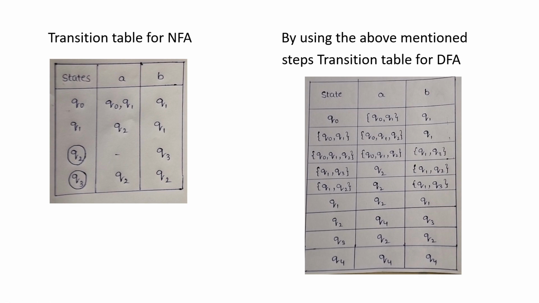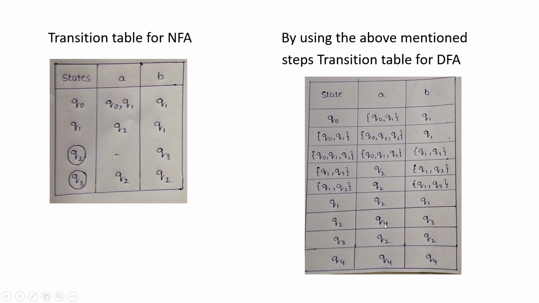Now here we had an ambiguity. That is, for Q2, if I gave input A, it is a null, that is phi. But in NFA there can be a null, whereas in DFA there should not be any null. So I need to mention a dead state, that is Q4, which is a new state. By placing this dead state here, the DFA is completed.